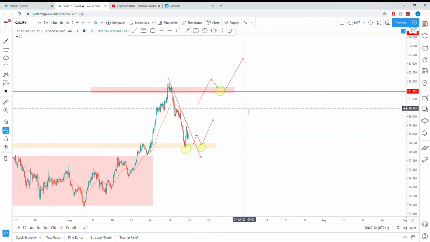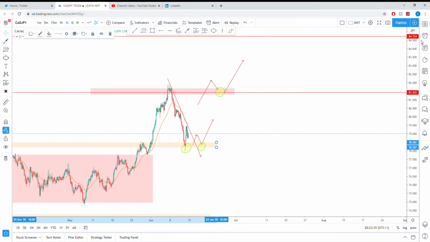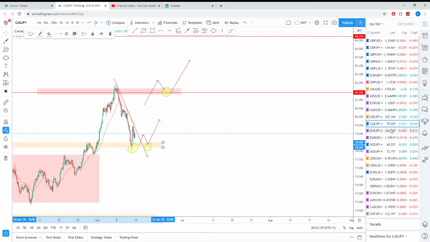So again, that's where I would be looking to take the buy. This would be at around 81.5, and again from this level, around 78.5 as well. So keep those levels in the markets, put them on your charts, and have a look and see how price reacts over the next few days.